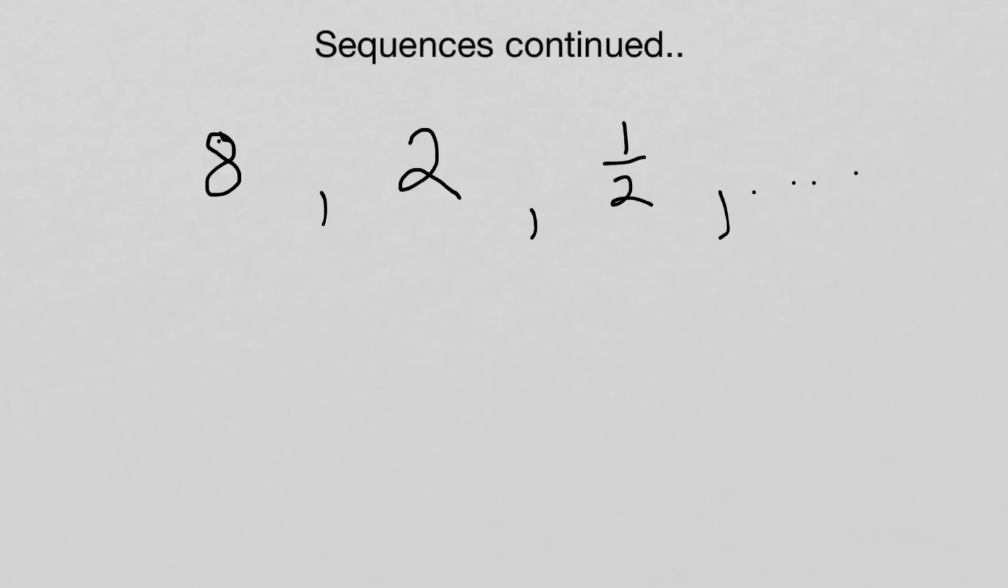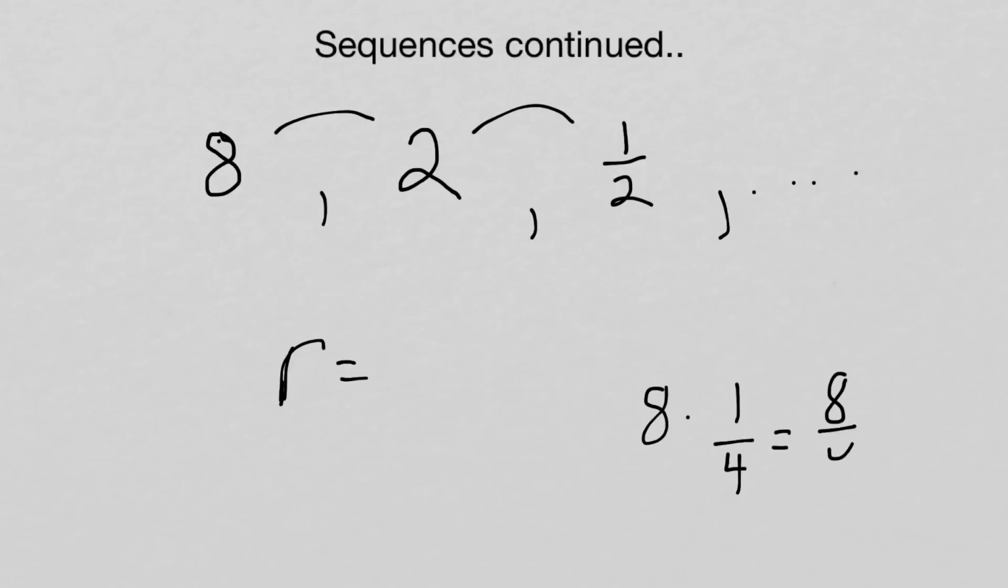All right, look at this one. The number just keeps getting smaller. We know this isn't going to be a difference, because the difference here is 6 and the difference here is 1.5. So this is going to be a ratio. I'm going to have to make 8 into 2. I'm going to have to multiply 8 times a fourth, which is the same thing as dividing by 4. Because if I do that, 8 times 1 is 8, divided by 4 equals 2.